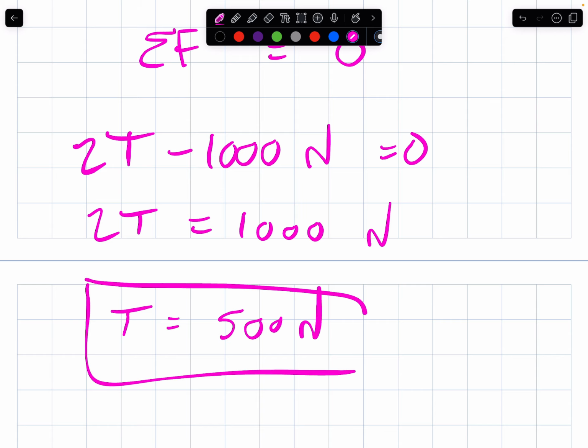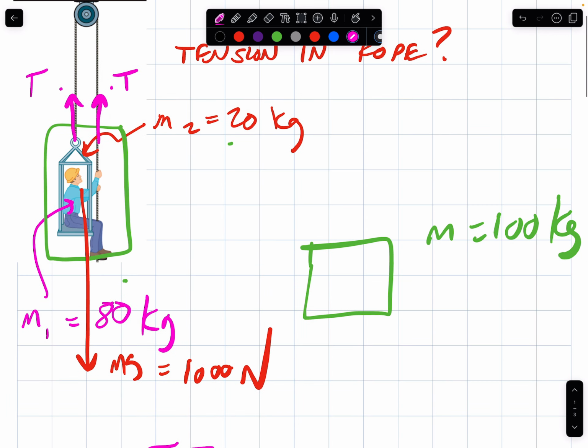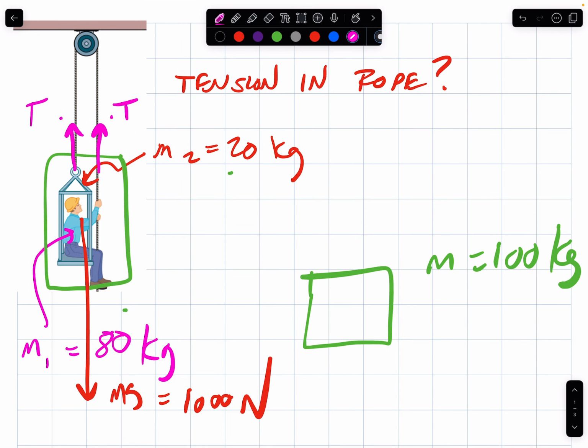Problem done. Yeah, it looked complicated, right? But when you lump everything together into just one mass, it becomes a lot easier to solve, to work out. And yeah, problem done. Okay then.